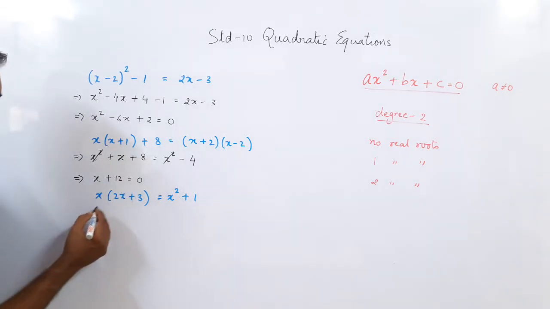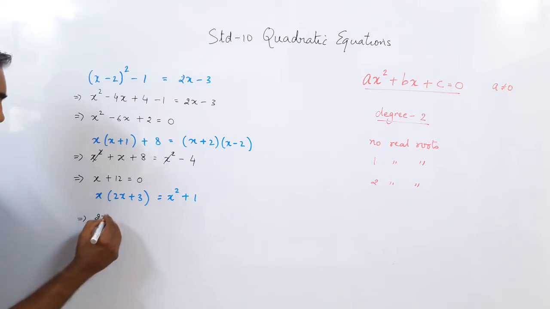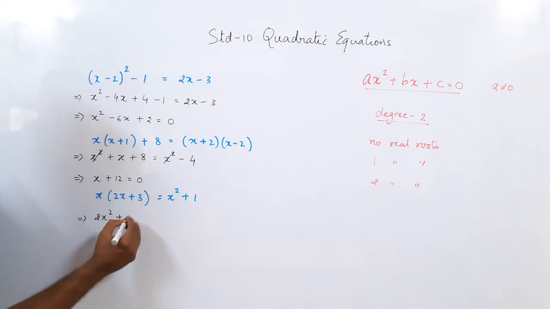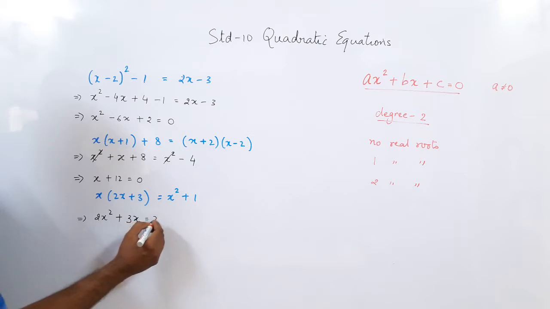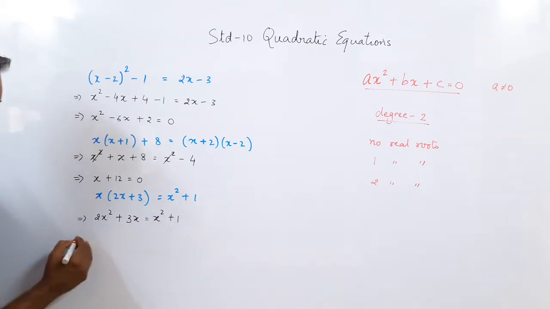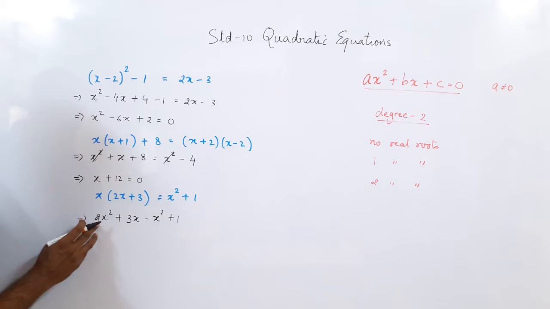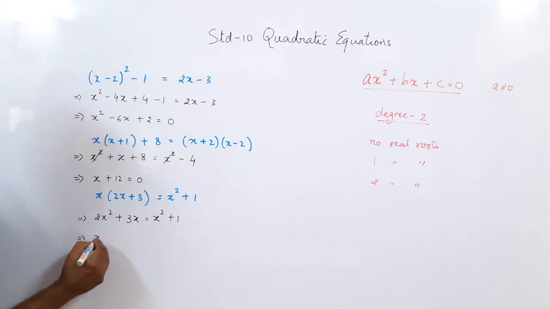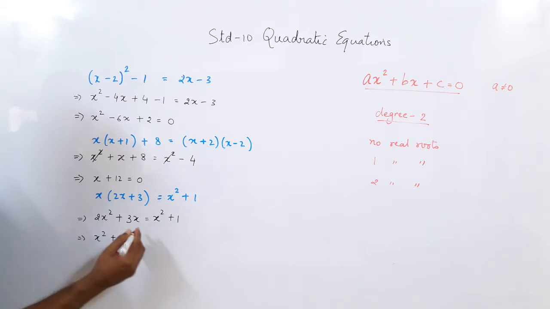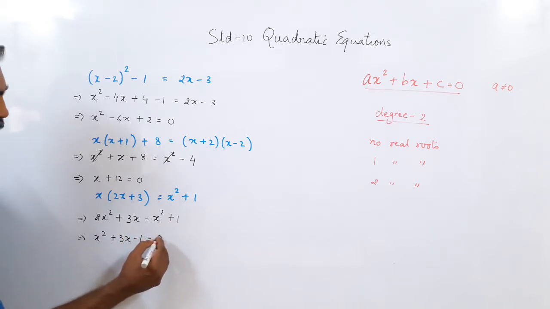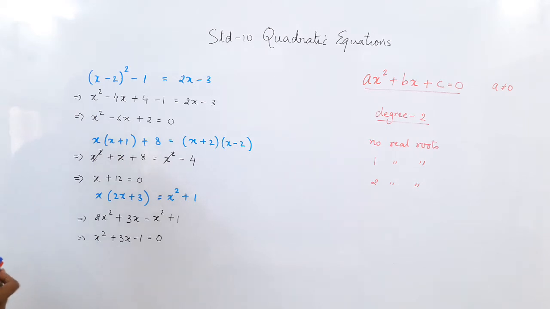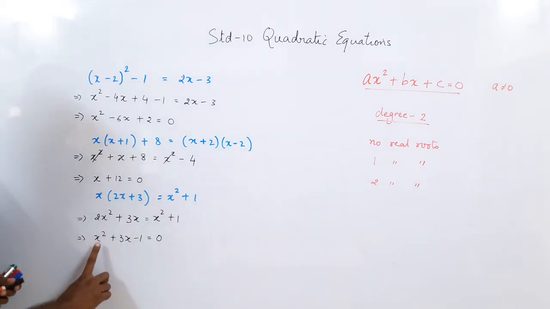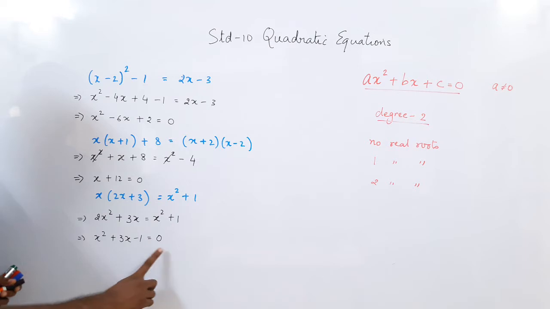Let us see the third one. x into 2x is 2x square plus x into 3 is 3x is x square plus 1. Bring the x square on this side. So 2x square minus x square is x square, plus 3x remains as it is. Plus 1 comes on this side, becomes minus 1 equal to 0. So this is again a quadratic equation because the degree is 2. So this is in the form ax square plus bx plus c, where a is equal to 1, b is equal to 3, c is equal to minus 1.